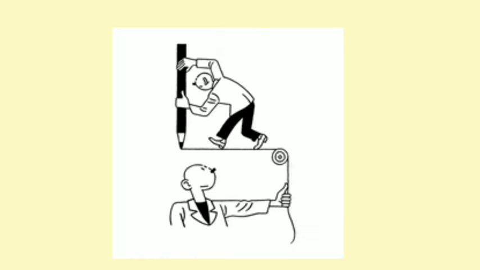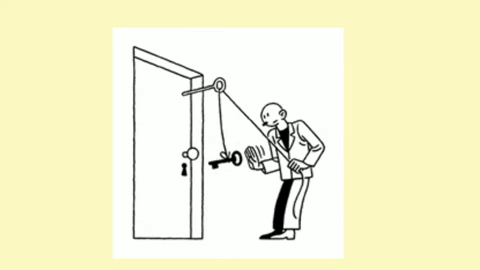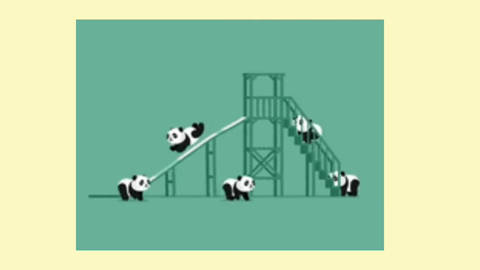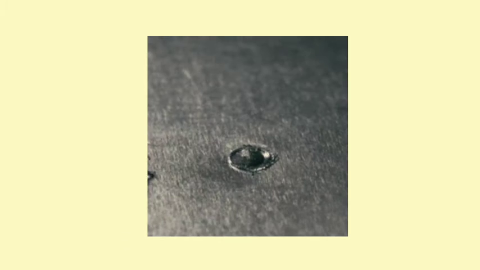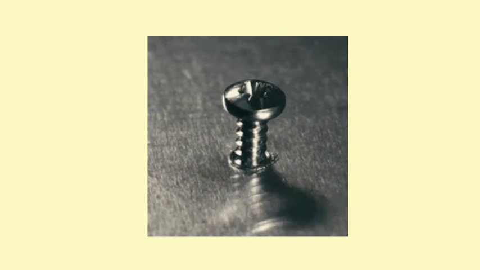In the previous classes, we have discussed simple machines like pulley, inclined plane and screw. So today we will discuss two more simple machines, that is wedge and wheel and axle.